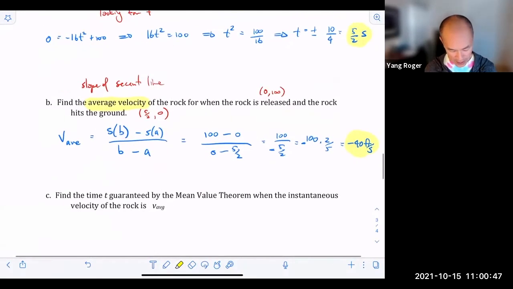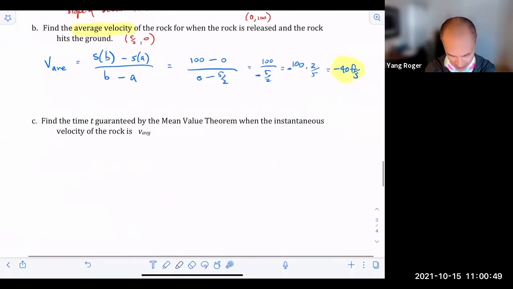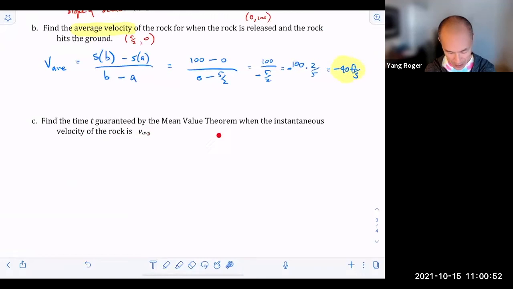So the last part of this problem says, find the time t guaranteed by the mean value theorem when the instantaneous velocity of the rock is equal to this average. Oh, they put a G there. Fine, I'll put a G too. That looks ugly. AVG. All right.